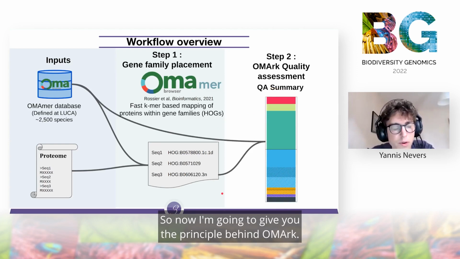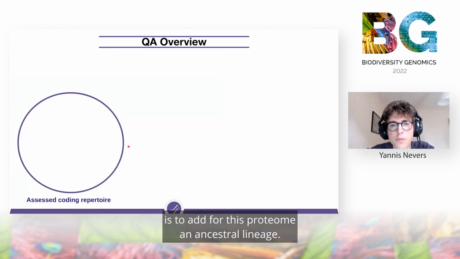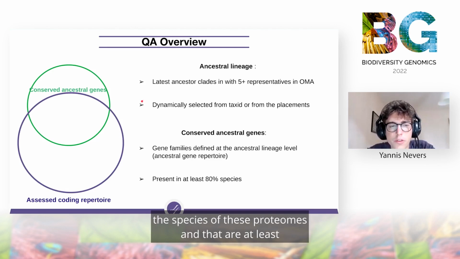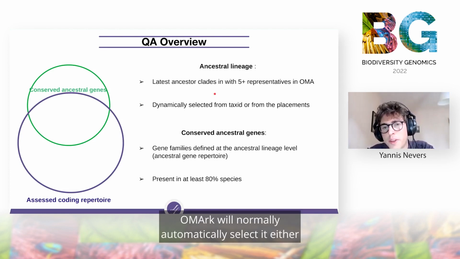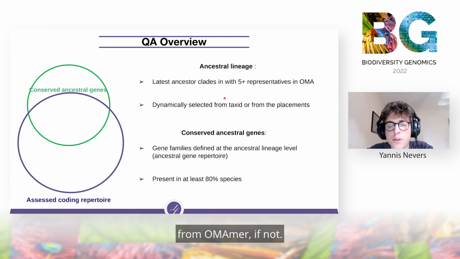So now I'm going to give you the principle behind OMArk. First you have a proteome, and the thing OMArk will need is to have for this proteome an ancestral lineage. So that means the latest ancestral clade that contains the species of this proteome and that has at least 5 representatives in OMA. OMArk will normally automatically select it, either from the user-provided tax ID or from the placement from OMAmer if not.